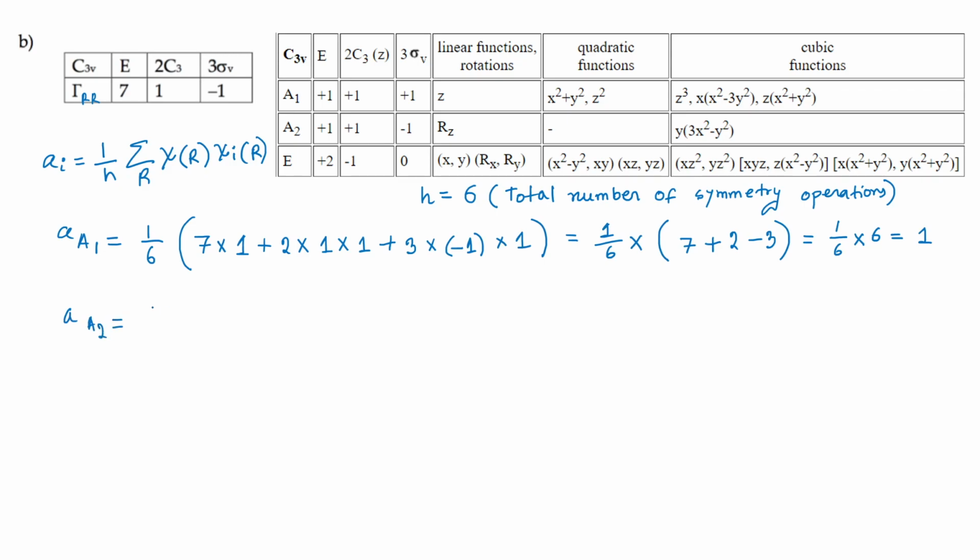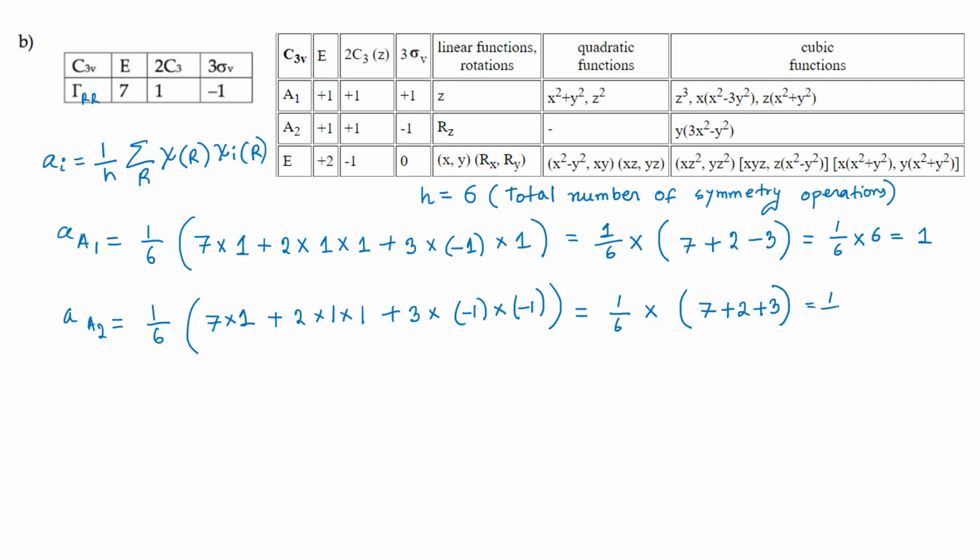What about the next one? A2 is going to be 1 over 6, again 7 times 1, then 2 times 1 into 1, plus 3 times minus 1 into minus 1. So you are going to get 1 over 6 into 7 plus 2 plus 3, that is 12. So 1 over 6 into 12 is going to give you 2. So why are we doing this problem, even if it looks easy? It is good practice, because ultimately we are going to discuss the normal modes of vibration, how to get the normal modes of vibration, and symmetry elements of normal modes of vibration. For that we will particularly require this technique.